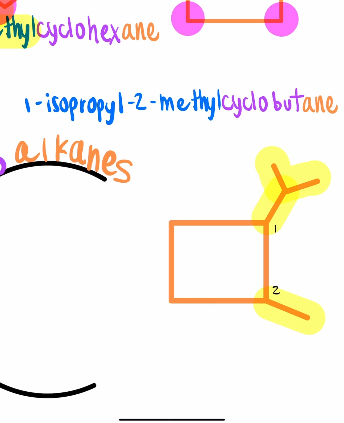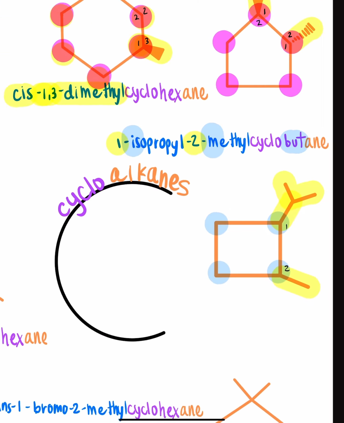And then for naming, I'm not naming in accordance with 1, 2, numerically is what I'm trying to say. I'm naming because this one begins with I and this one begins with M. And you'll see that in the next one that we do. Again, it's cyclobutane. Bute is for 4. 1, 2, 3, 4. So it's 1 isopropyl, 2 methyl cyclobutane.